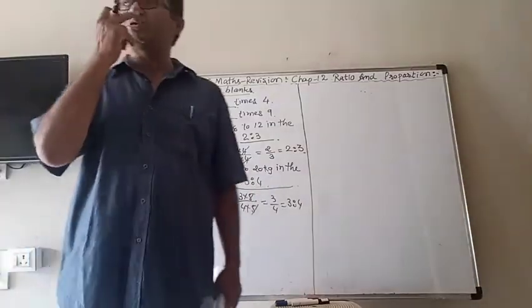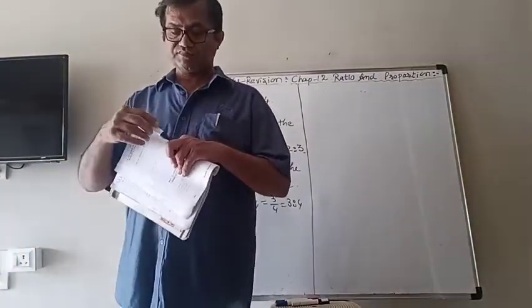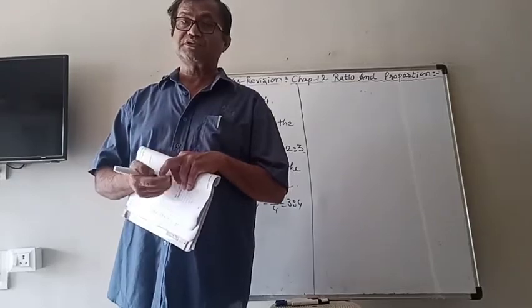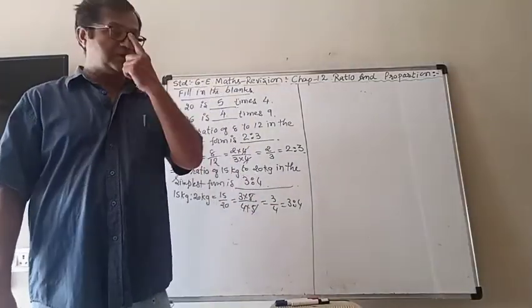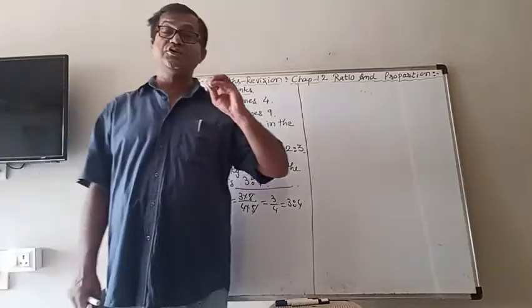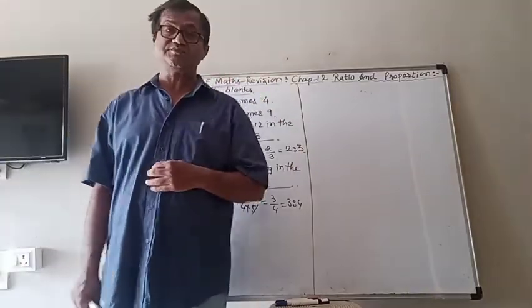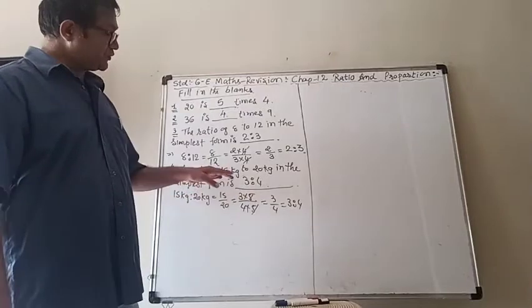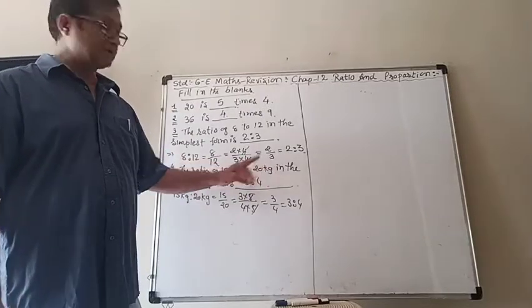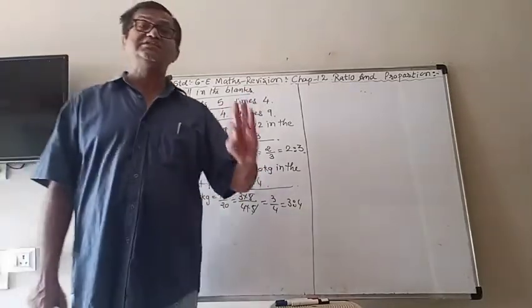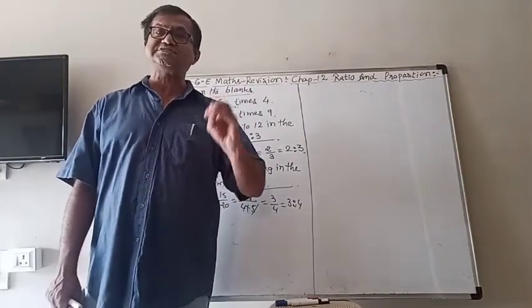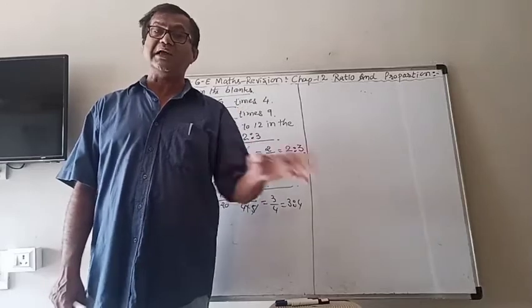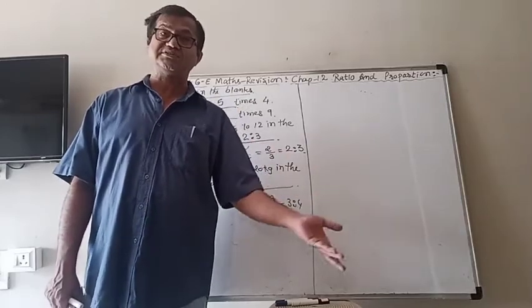And one more thing to remember, that ratio is only a number, and we don't write any units with it. Here the ratio of 15 kilogram and 20 kilogram, but in the answer we don't write 3:4 kilogram. There is no unit. It is just simply a number like the other numbers, fractions, etc.